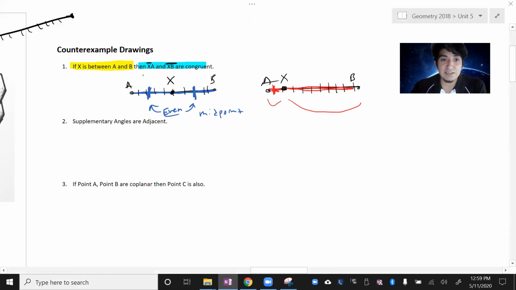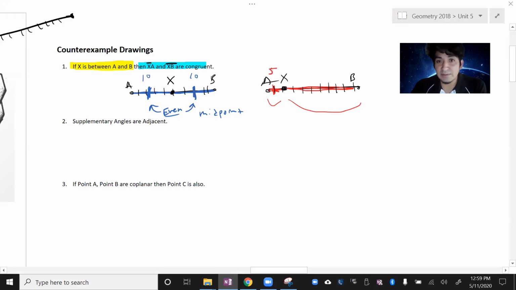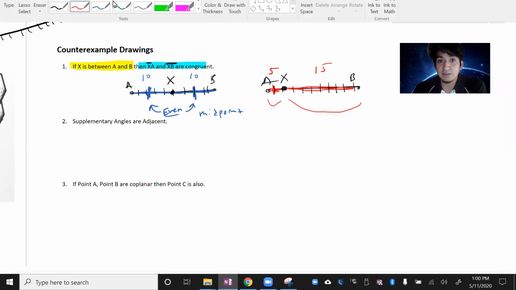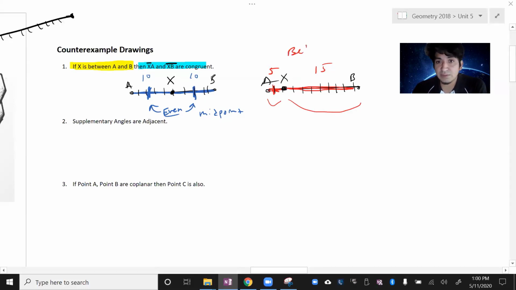So if I say this is 10, that means that's 10. If I say this is 5, that means this side will be maybe 15. I don't know. So in this case, this is the midpoint, at the very center of the line segment. This one is not at the midpoint, so that means it's not going to be congruent. In this one, this is between, and this goes back to unit 1. So in my red one, it's not congruent.